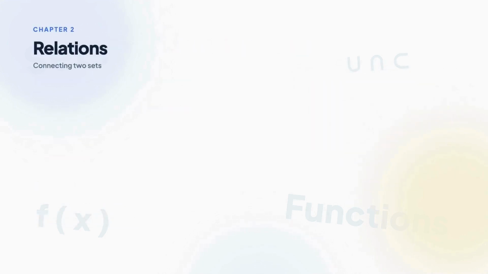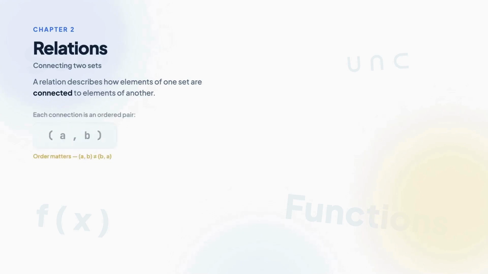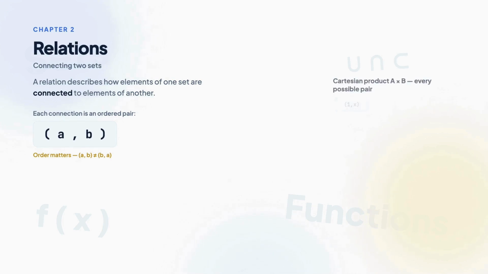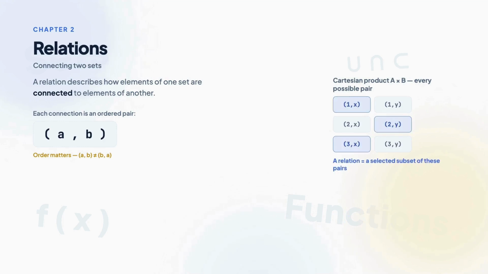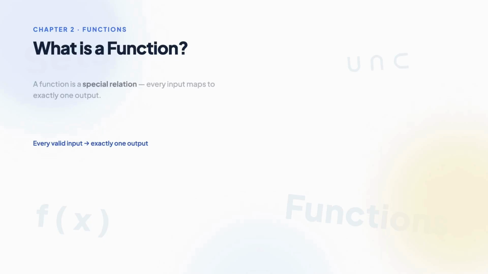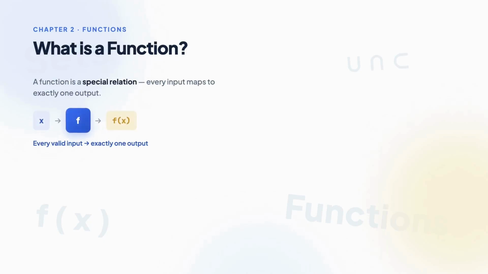A relation describes how elements of one set are connected to elements of another. Every connection is represented as an ordered pair, where the position of each element is significant. To construct relations, we first form the Cartesian product, which contains every possible ordered pair between two sets. A relation is simply a selected subset of these ordered pairs based on a particular rule. A function is a special type of relation where every input maps to exactly one output. This single rule distinguishes functions from general relations.